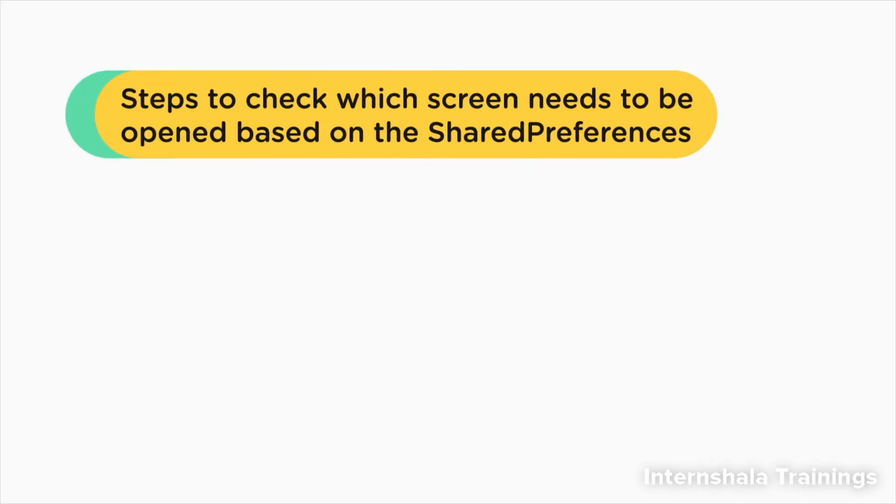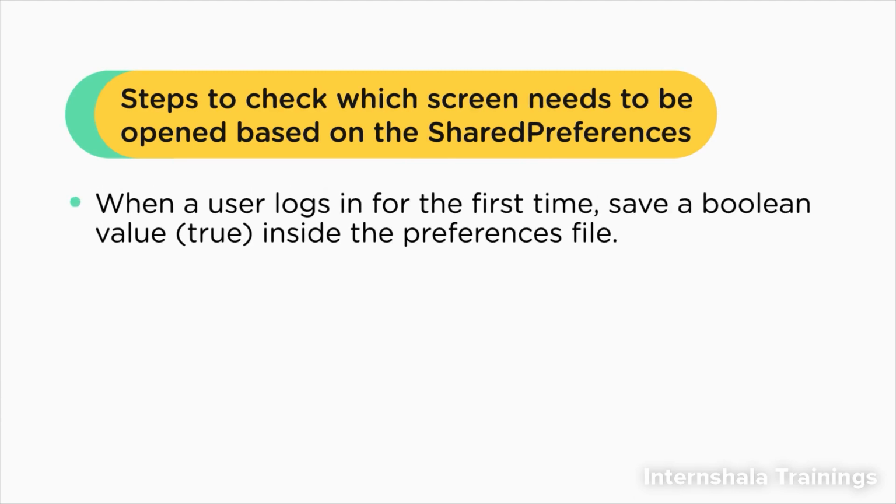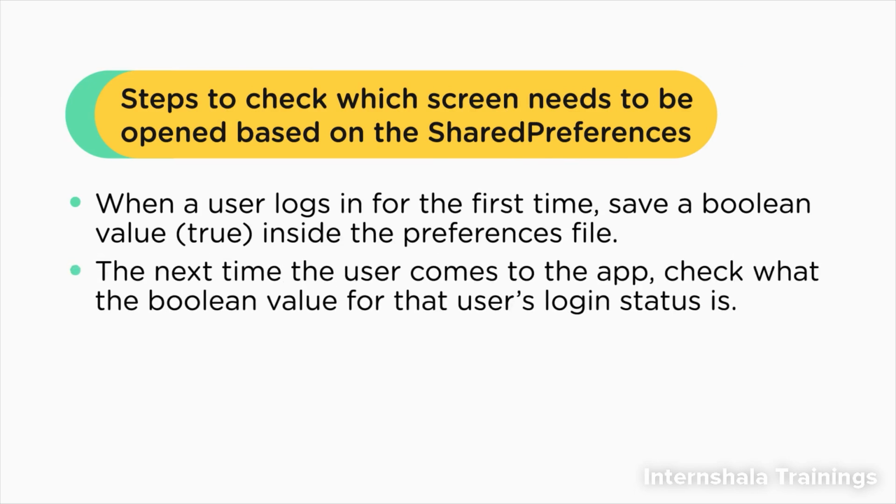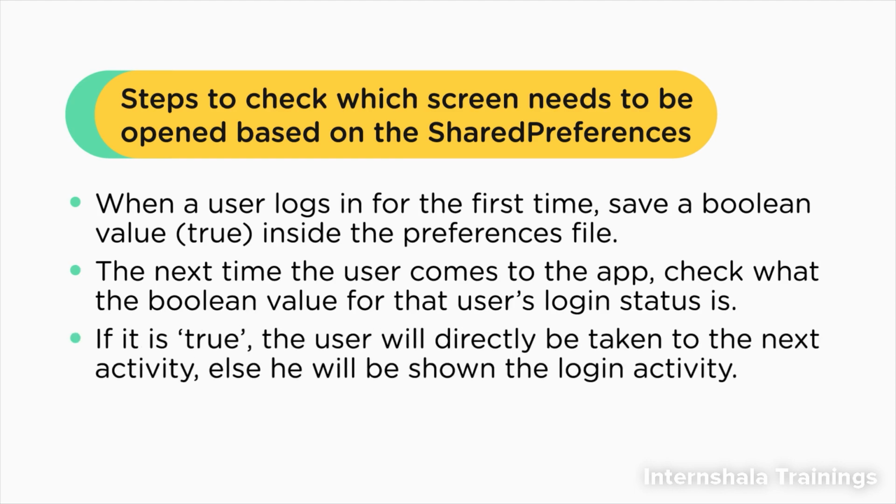Now, here are the next steps that we want to do. When a user logs in for the first time, we want to save a Boolean value true inside the preferences file. The next time the user comes to the app, we will first check what the Boolean value for the user's login status is. If it is true, the user will directly be taken to the next activity, else he will be shown the login activity. We'll go back to the IDE and do this.